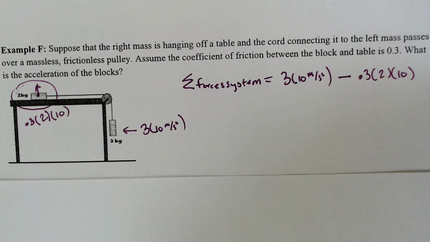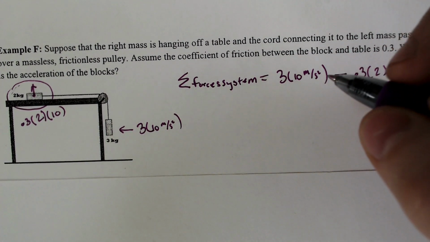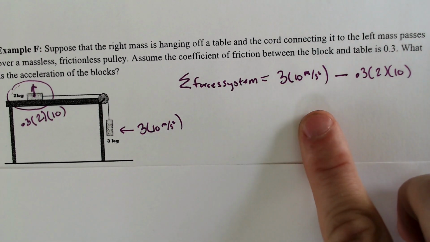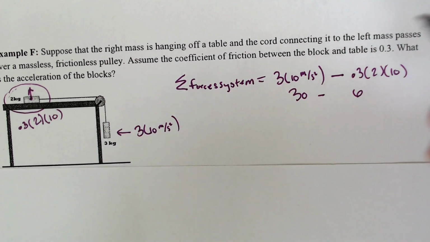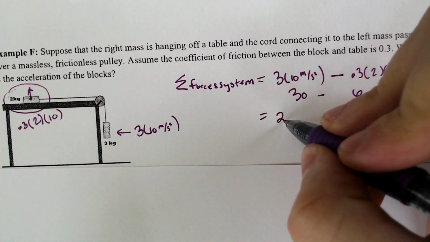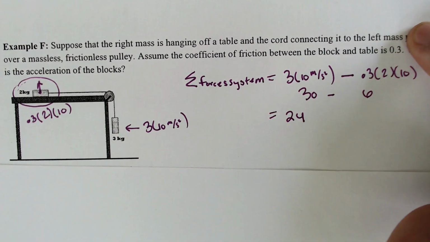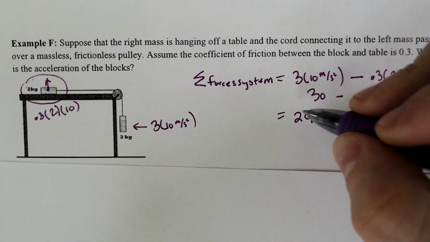And when we do that, we would end up with a total force of the system equaling, let's see, I think it's 24. 3 times 10 is 30, minus 6, which ends up being 24. So 24 is the total force of the system. Is that what is being asked? It wants to know what is the acceleration of the blocks. Well, no. This is the total force of the system.